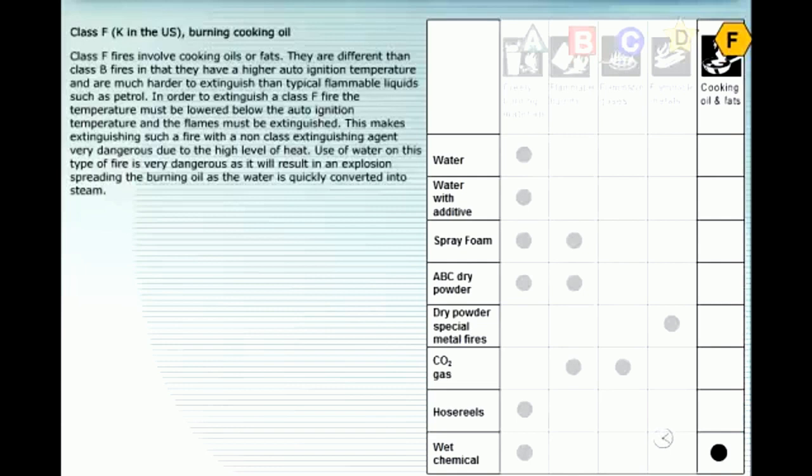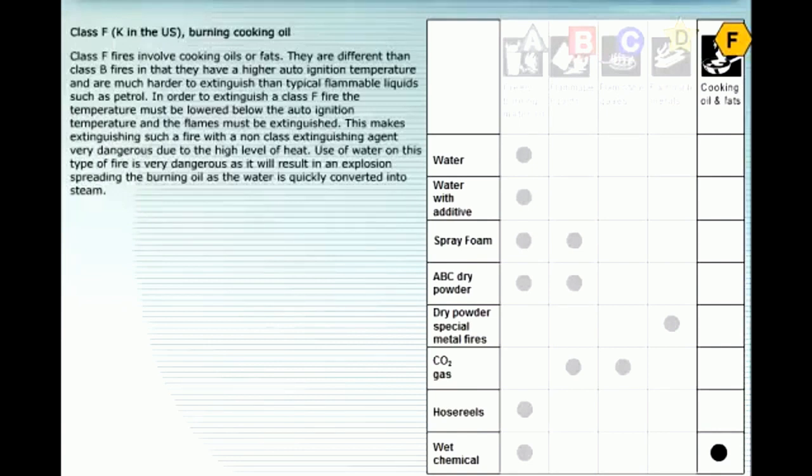Use of water on this type of fire is very dangerous, as it will result in an explosion, spreading the burning oil as the water is quickly converted into steam. Conventional foam is not always effective either, because the high temperature quickly destroys the foam blanket, exposing the surface of the oil, which can result in reignition of the fire.